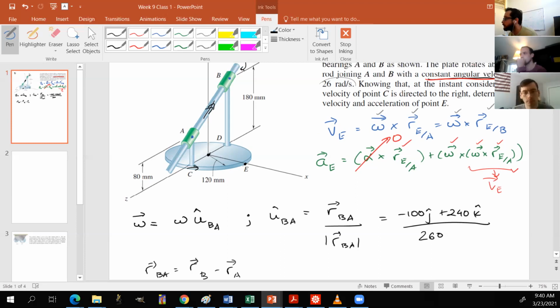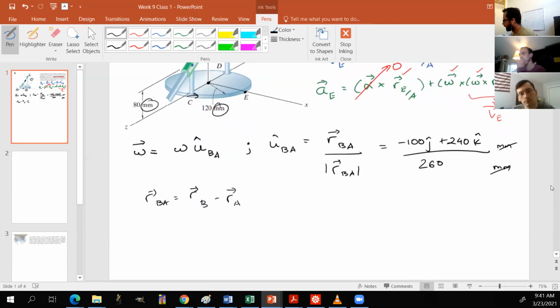Any questions so far? What's the unit of this unit vector? Millimeters? No, it's unitless, because millimeters on top, millimeters below, they cancel out. So it's unitless.